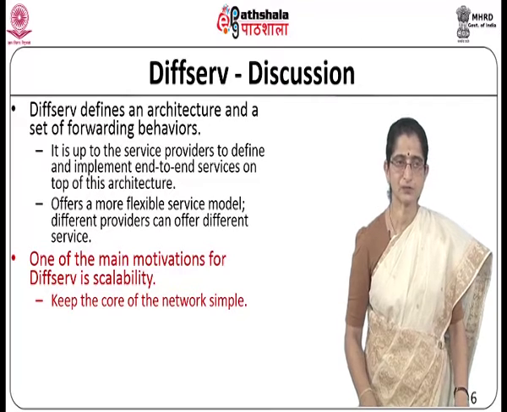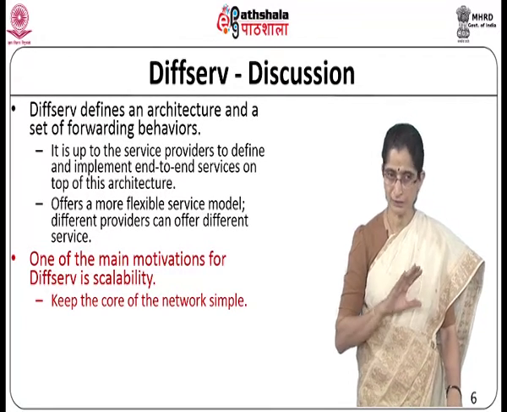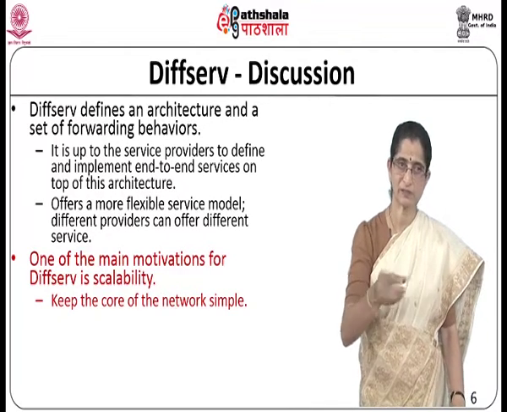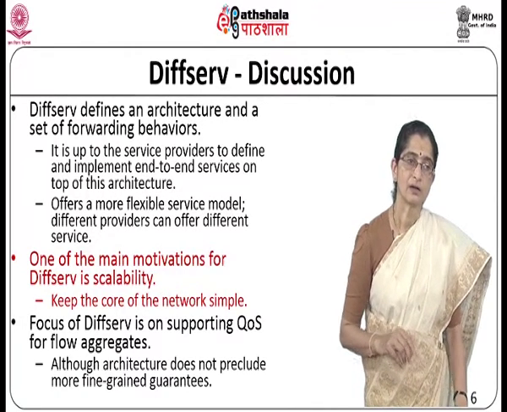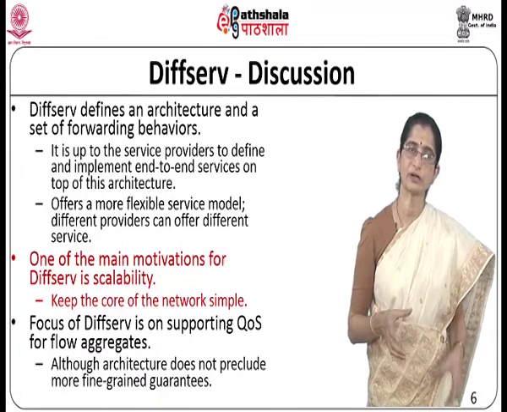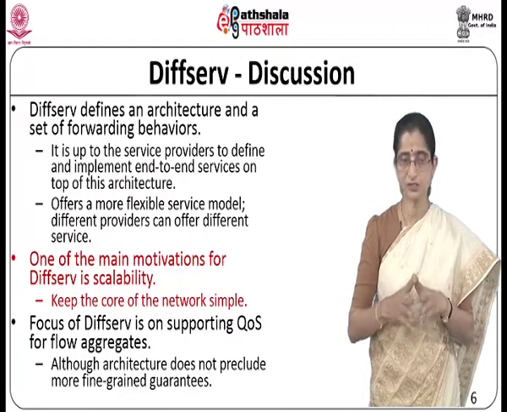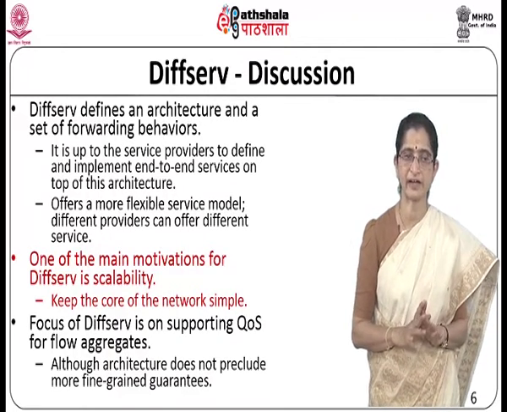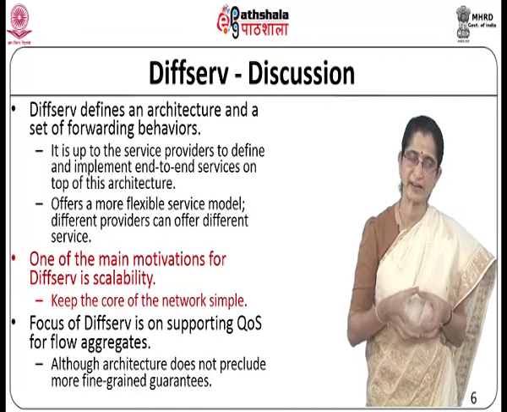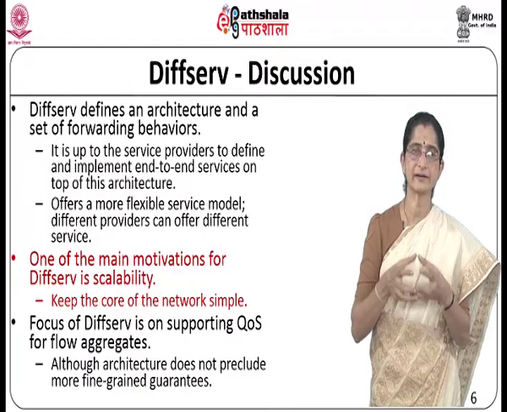Another motivation, of course, for DiffServ is that we need to have scalability. So we want to keep the core of the network very simple. We will see that shortly. The focus is on supporting quality of service for what are called flow aggregates. Again, the architecture does not preclude more fine-grained guarantees, but the recommendation is that you aggregate traffic and provide quality of service guarantees for that aggregated traffic.